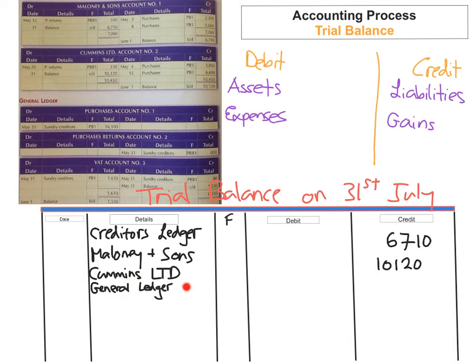The next thing we're going to look at is the general ledger. The first thing we're going to do is the purchases account. This figure is going to be 16,100. We get this from the purchases account, 16,100. You can also see that it's on the debit side over here as well. Our purchases are going to be treated as assets, so therefore we're going to put them on the debit side. So it's going to be 16,100.